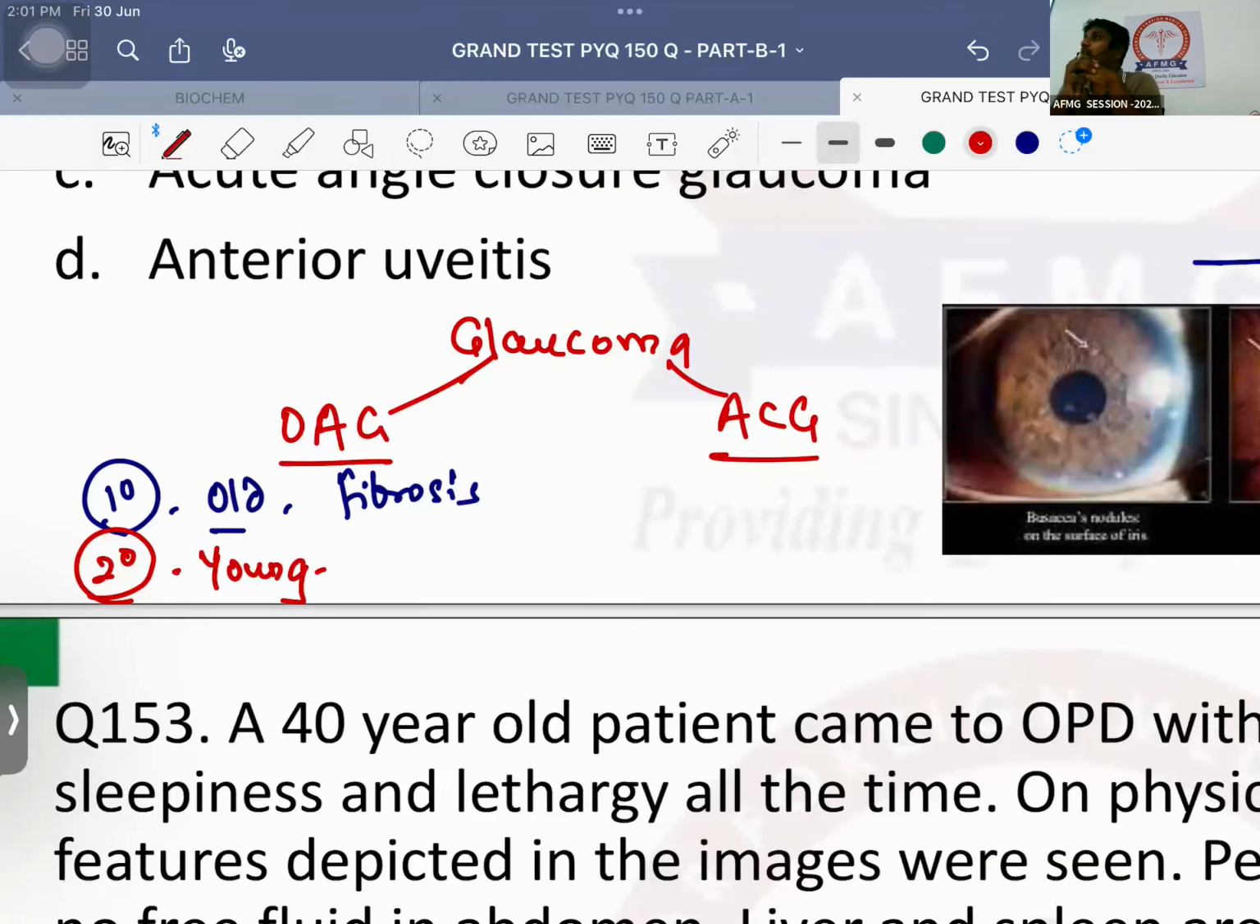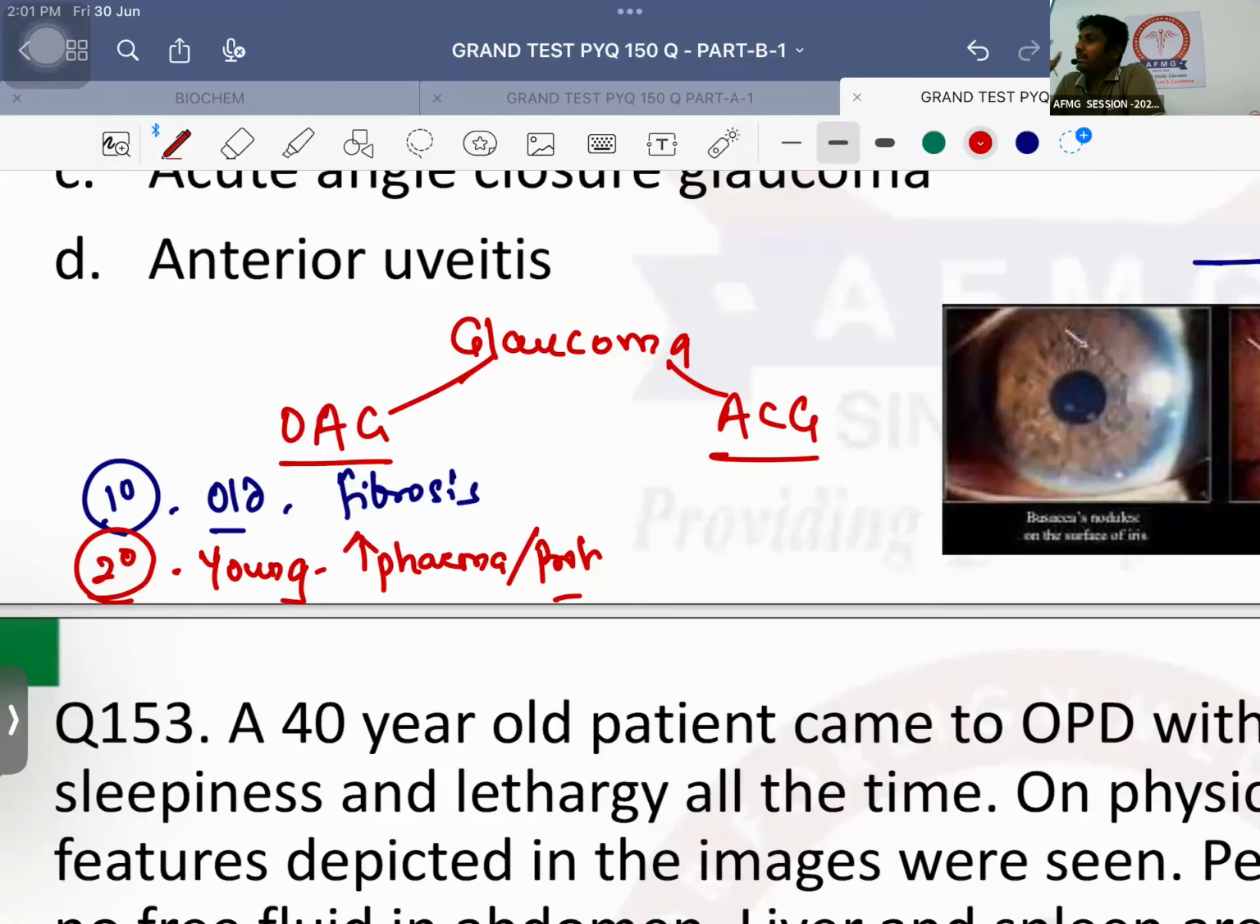In young patients, the reason for blockage can be anything which is blocking the trabecular meshwork. It can be blood also, that is hyphema. Blood in the anterior chamber is known as hyphema. So definitely that blood can block, okay? That blood can block, or it can be a case of cataract, where what has happened? Which cataract is that?